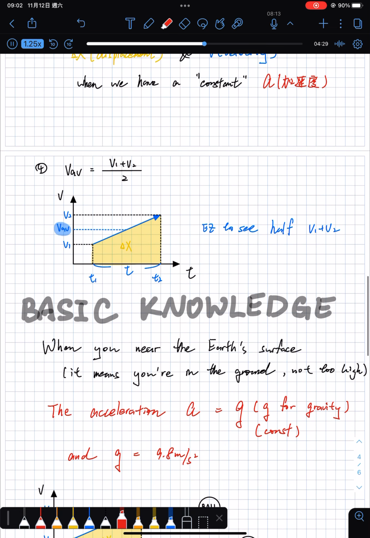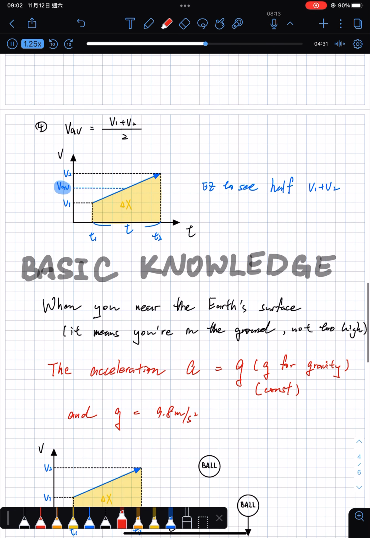Then the fourth one, this is the easiest one. The average v equals v1 plus v2 over 2. It's very easy to see. It's just a half.